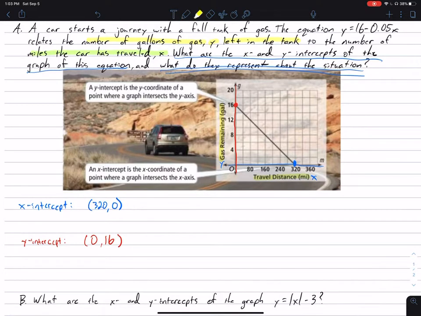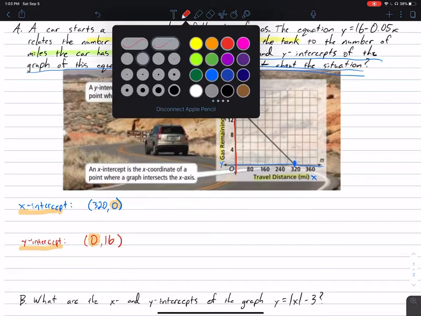What's important to note here, and you're going to see this again in the next problem, is that when you're looking for intercepts, if I'm looking for my X-intercept, my Y value is going to be 0, and for my Y-intercept, my X value is going to be 0. It's always going to be the reverse. So for X-intercepts, your Y is 0, and for Y-intercepts, your X is 0.